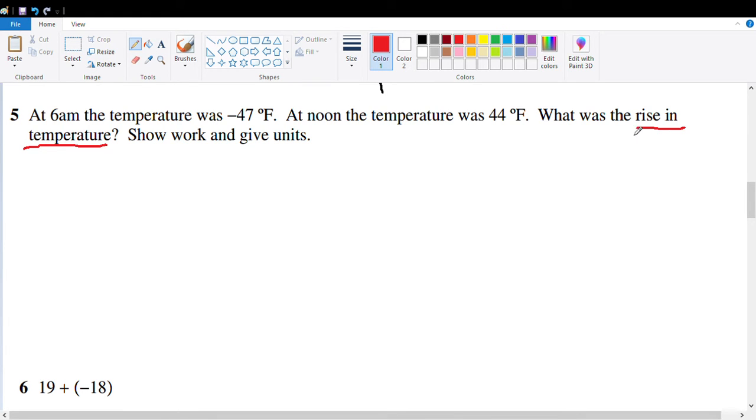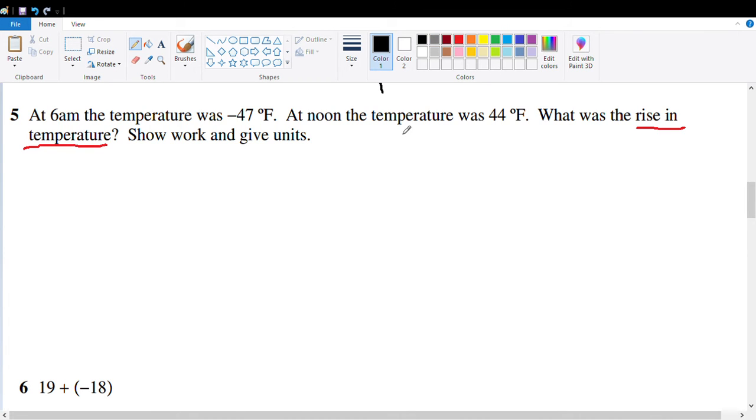So pretty much what we're looking for is how much did it increase? By how much did it increase? So you might say, oh, rise, we're going to do addition. Again, just because the word rise is in there doesn't mean we're going to add. Just because it says increase in temperature doesn't mean we're going to add. So you have to get into the context of the question.